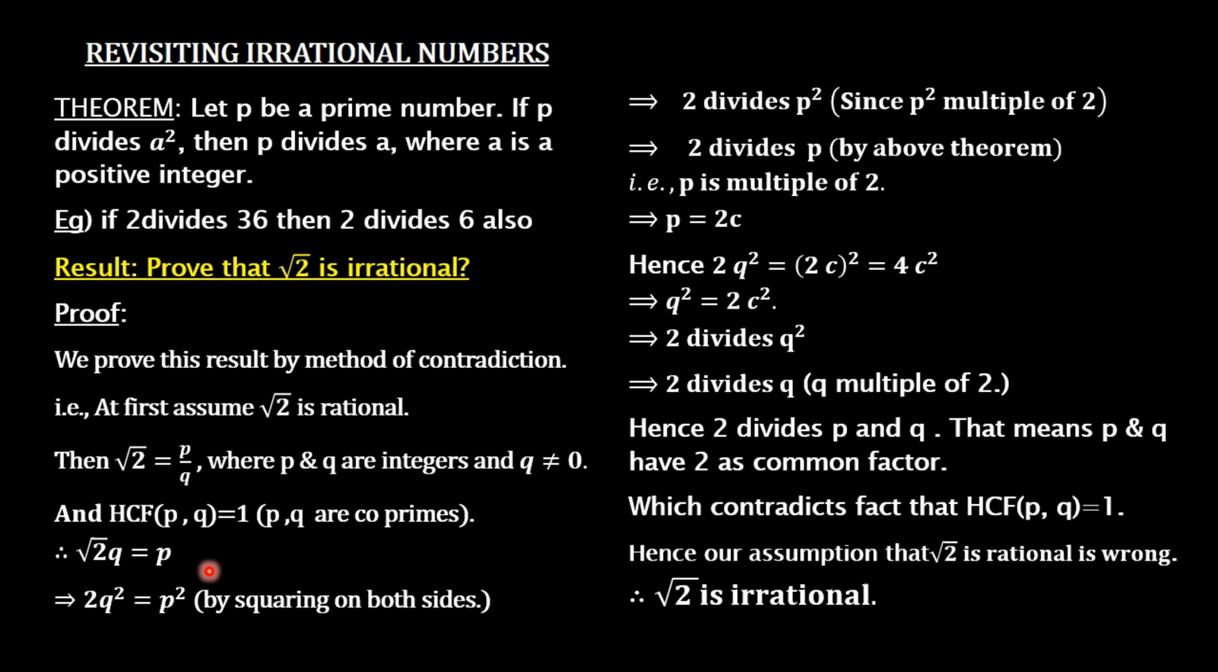The wrong or something unnatural we find in our path is that HCF of P and Q equals 1 according to our definition, but we got that P and Q have a common factor other than 1, that is 2. Hence, what is our assumption? That root 2 is rational is wrong. So that path is wrong and we have to move by the first part. What is that? Root 2 is irrational. Hence, we can conclude root 2 is irrational.